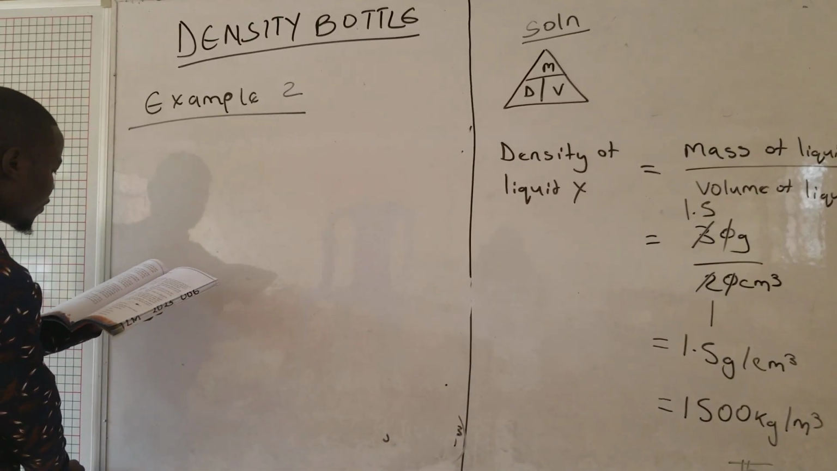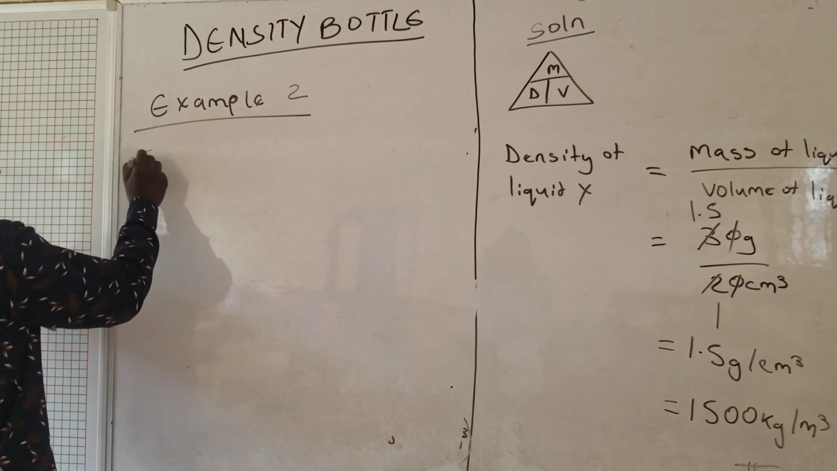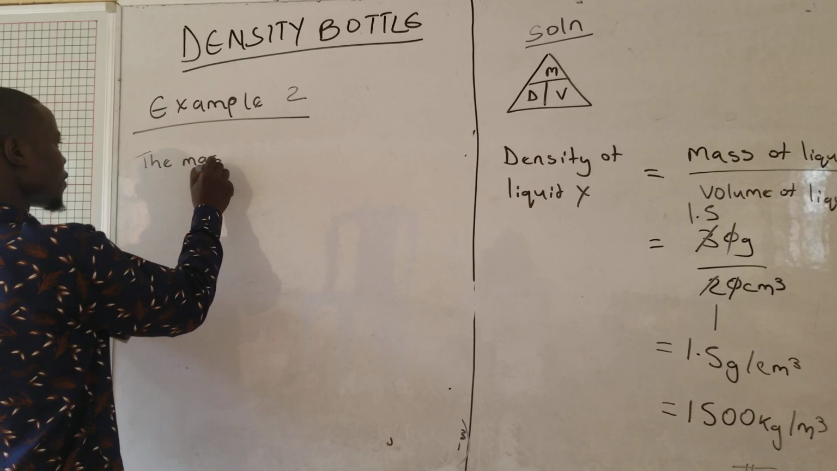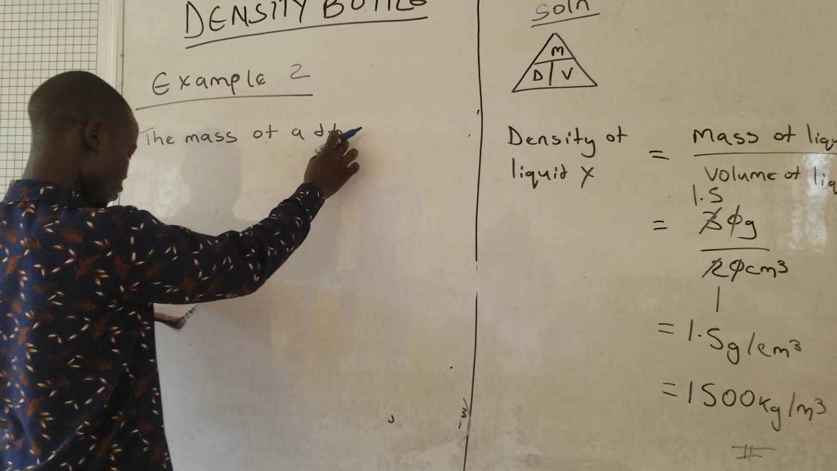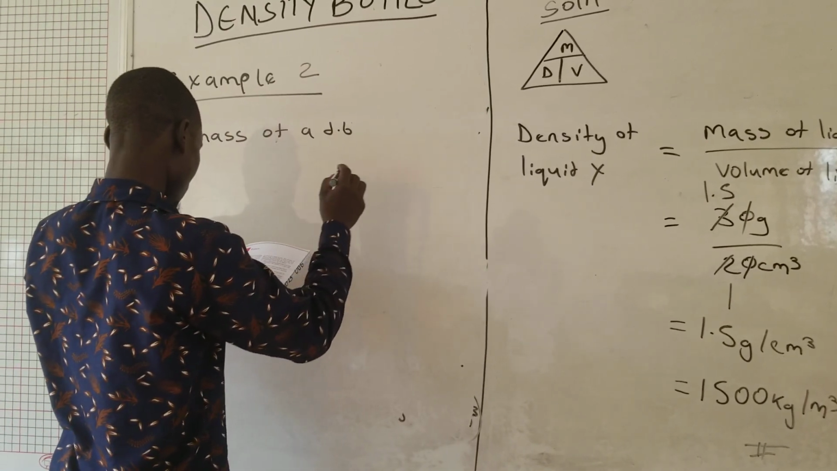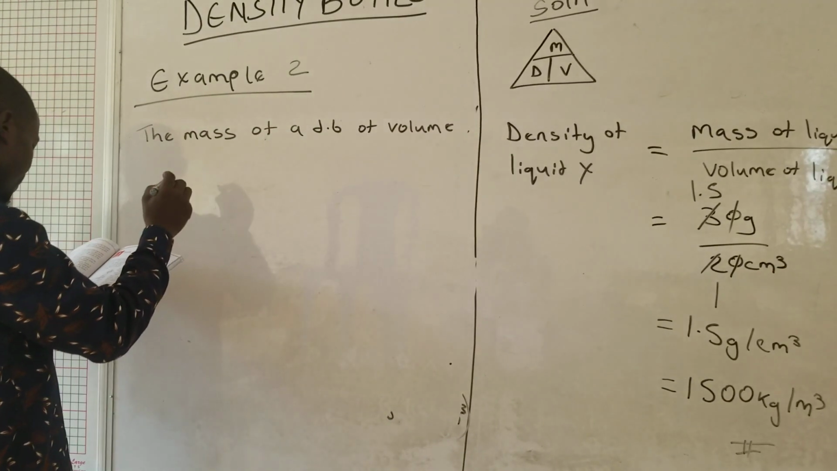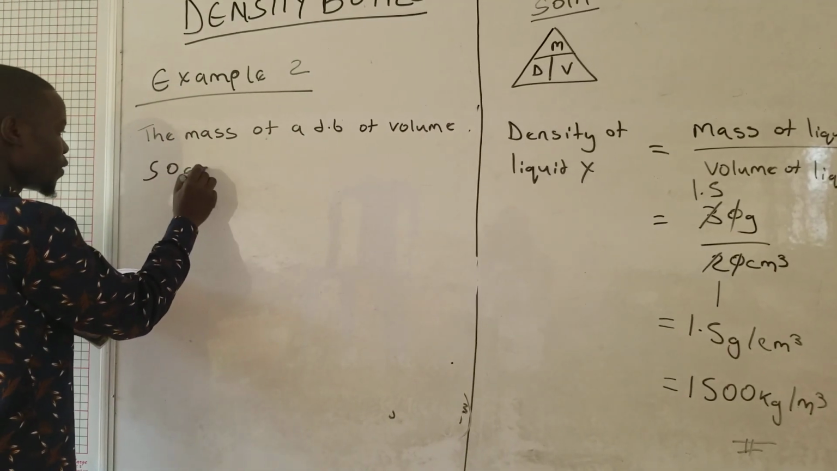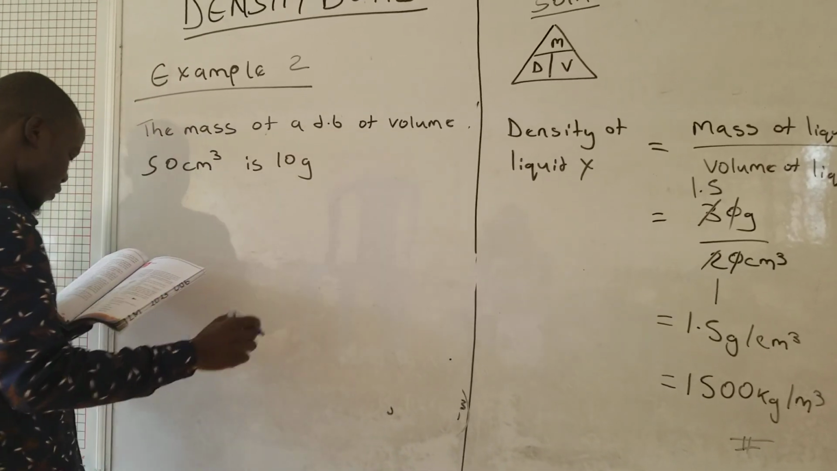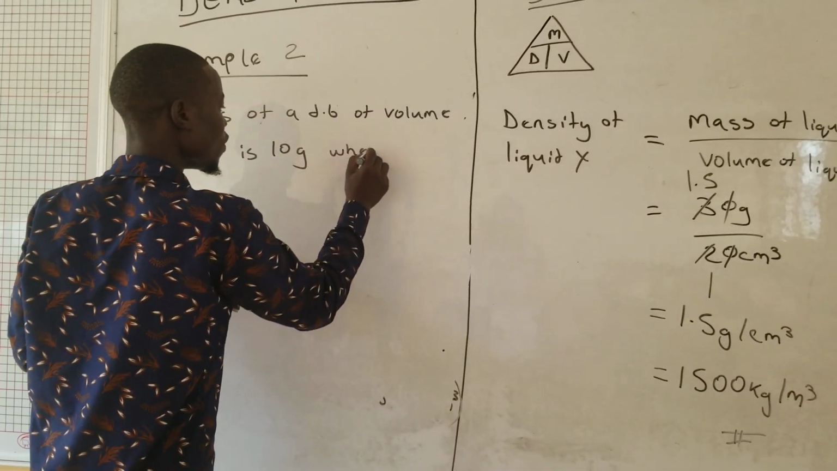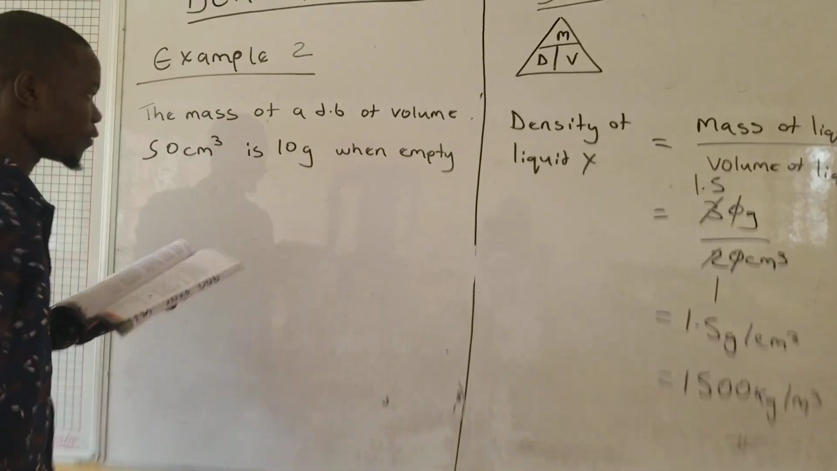So the second example reads, the mass of a density bottle of volume 50 cubic centimeters is 10 grams when empty.